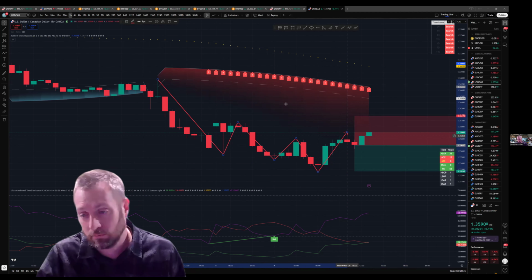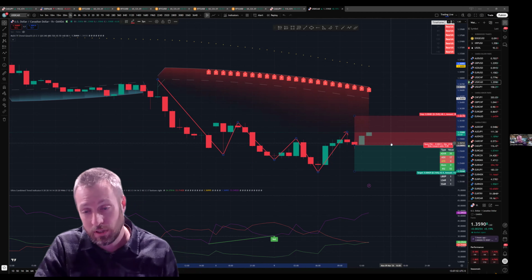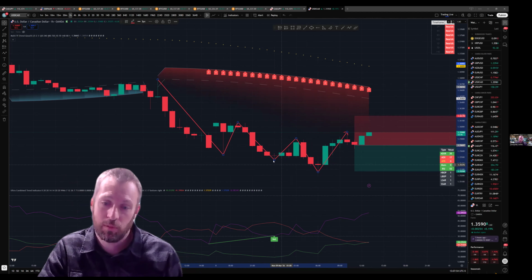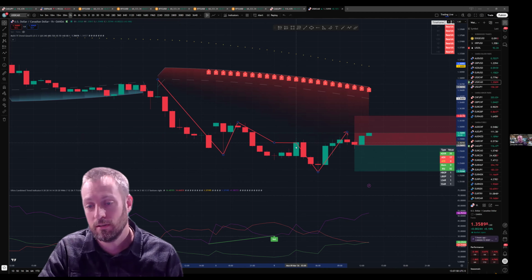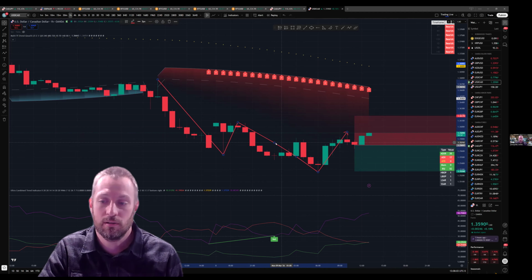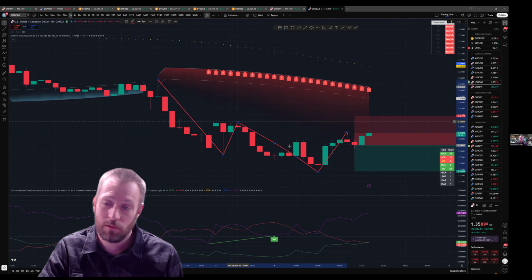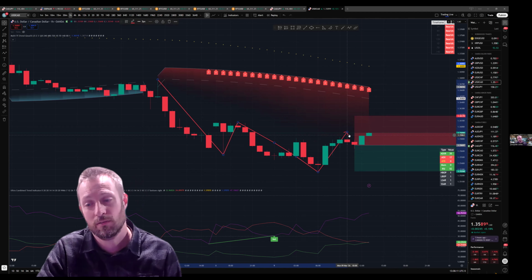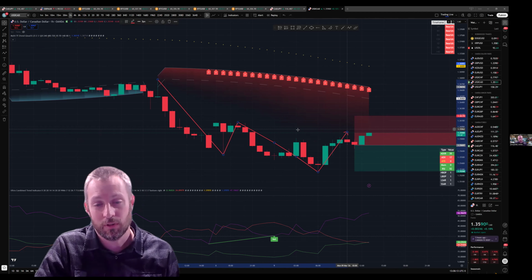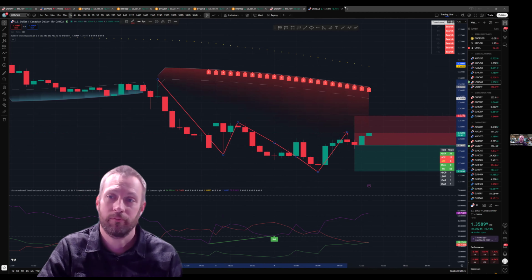And that could be so. Although some people might actually, and this is why it's subjective, say no, this would be the correct. So if you're looking at it that way, then we have not had a change of character as of yet. And so that change of character will not happen until price goes above this last resistance level.